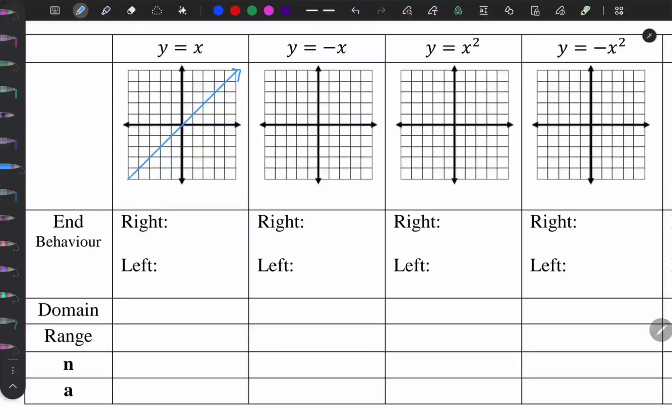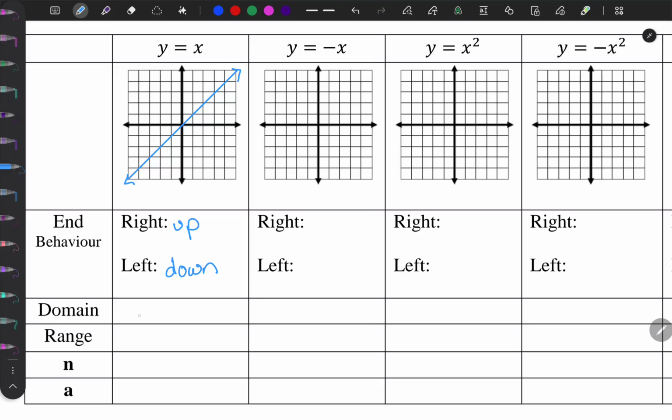So we have a straight line, and we're going to start by discussing the end behavior. The end behavior is what direction the graph goes in at either end. To the right, our graph is going up. To the left, our graph is going down, and those are the two cases that we're looking for, up or down. We discuss both to the right and to the left.